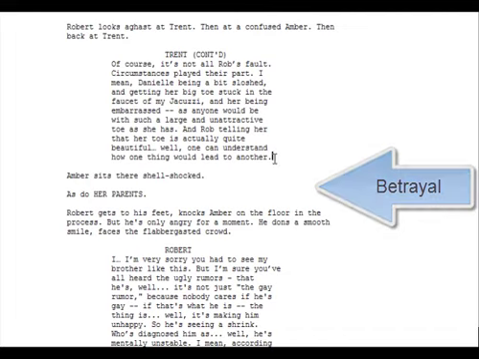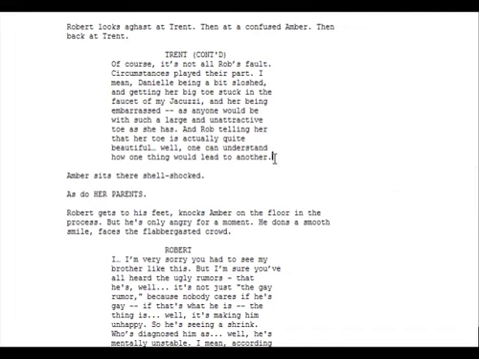Part of what the rest of the scene is about is now trying to figure out who betrayed whom. Did Robert betray Trent by sleeping with his girlfriend, or is Trent betraying Robert by destroying his wedding and all that kind of thing? Or both, right? So there is some kind of betrayal going on. Anyway, that adds to the interest.